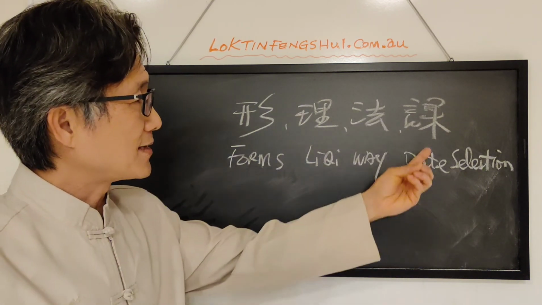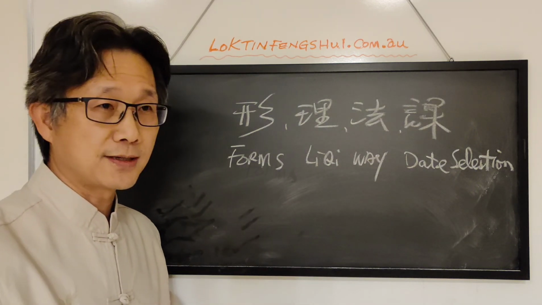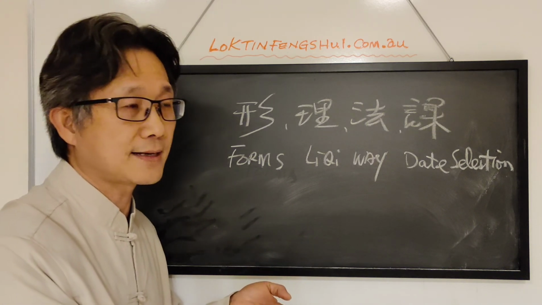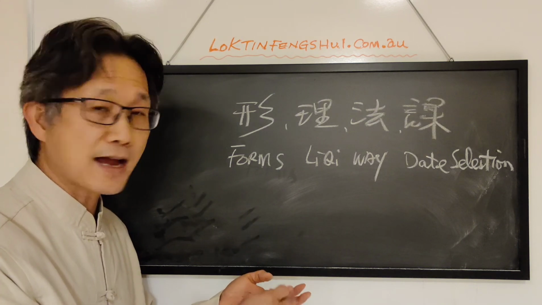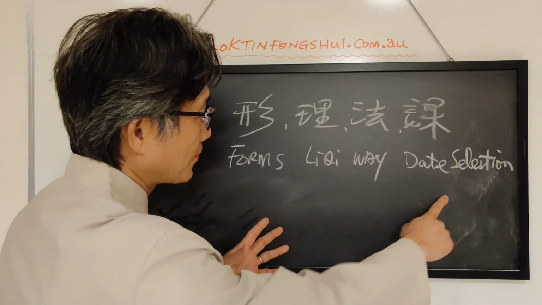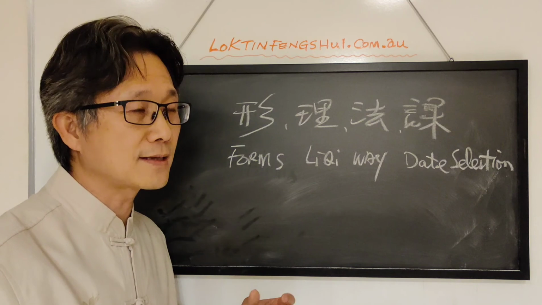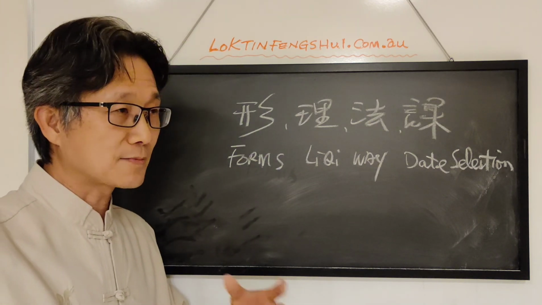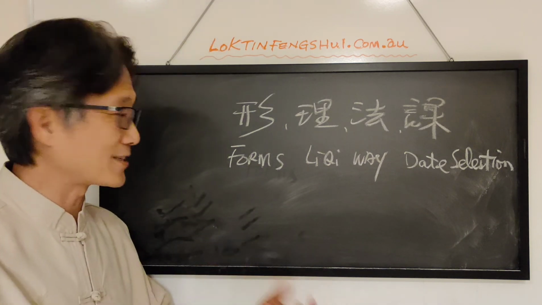For example, for day selection, there are a few different methods. They have the 5 elements day selection, the hollow day selection, and the star and moon selection. There are many different schools underneath here. The way to implement Feng Shui, there are many different methods as well. Sometimes we have to be more creative to work out the situation.